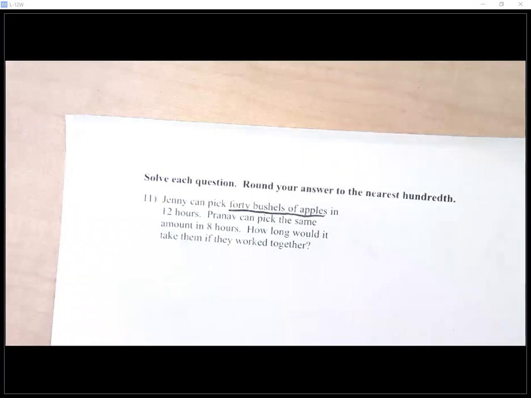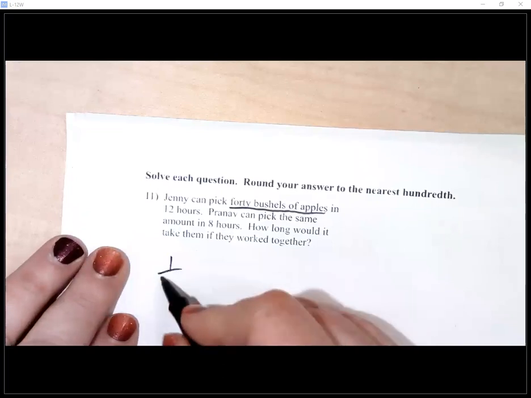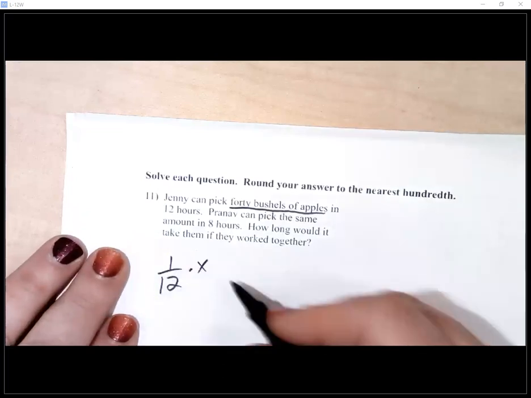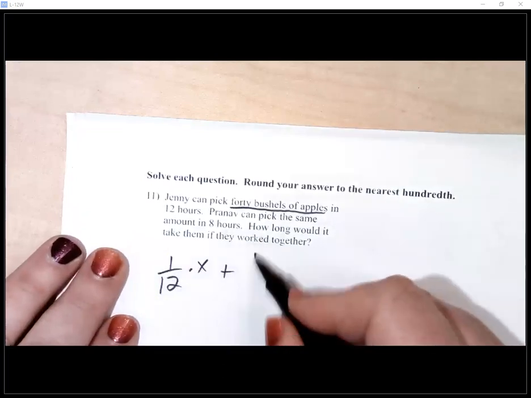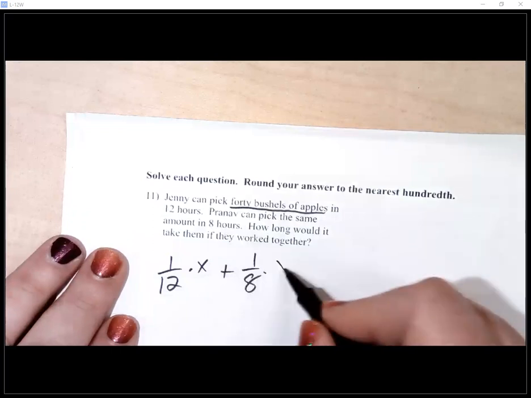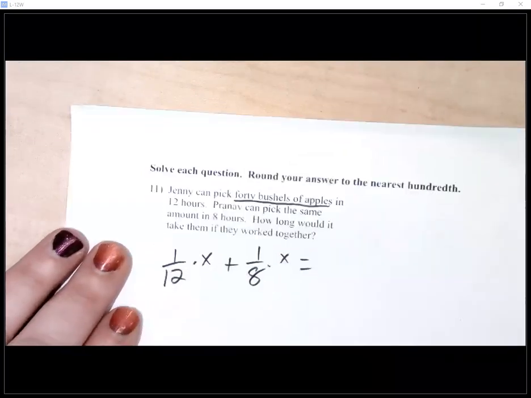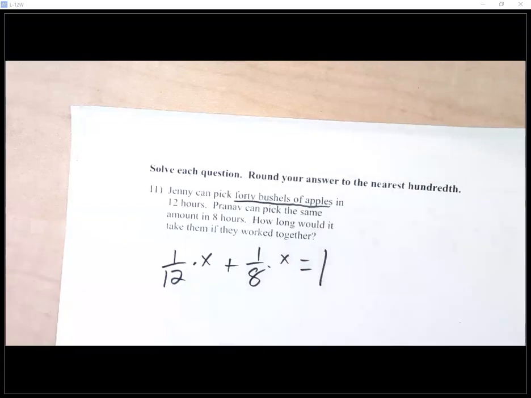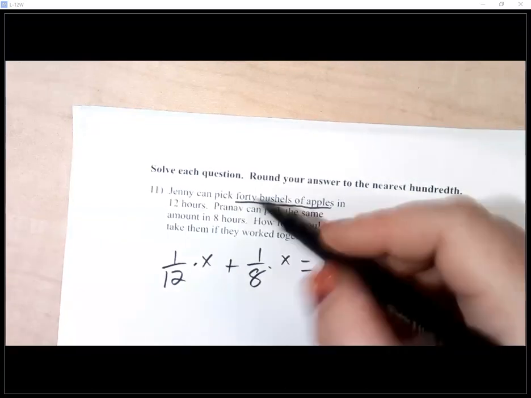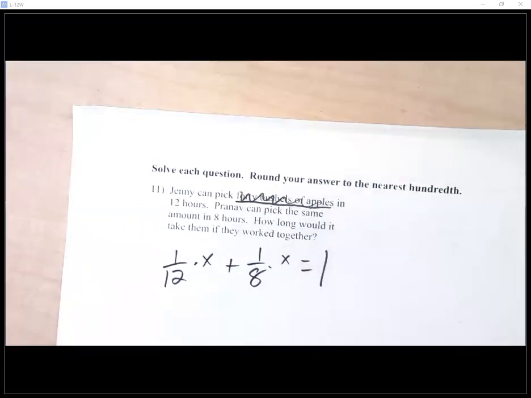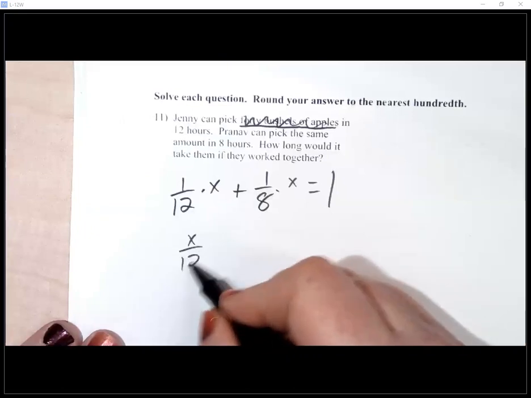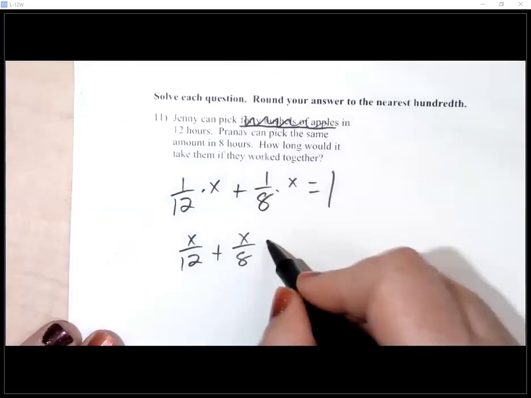Jenny can do 1/12 of it every hour. I don't know how long it's going to take her. Pranav can do 1/8 of it every hour. I don't know how long it's going to take him. But they complete one whole job together. So who cares that it says 40 bushels? It doesn't matter. That's what I'm looking for. So my equation: x over 12 plus x over 8 equals 1. Let's clear the fractions.